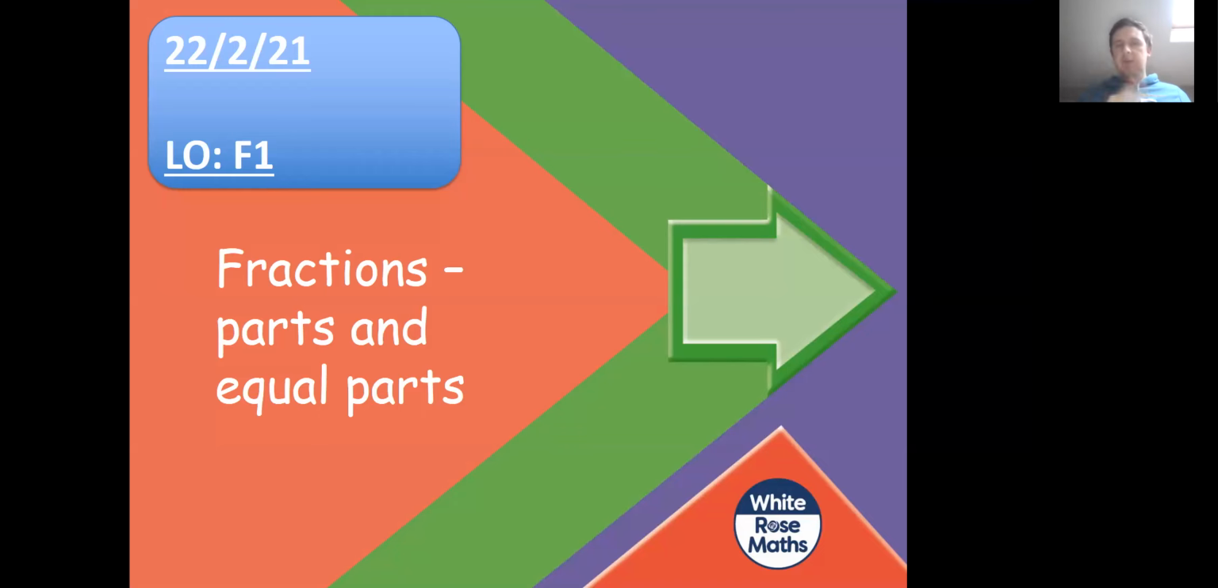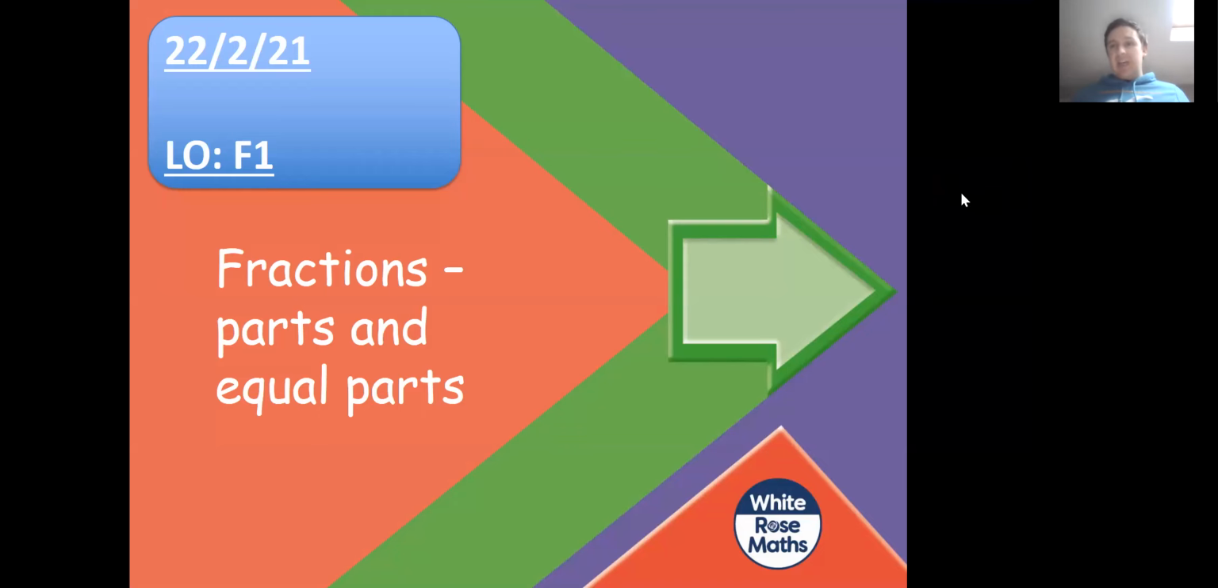This term we are kicking off with fractions. This entire half term is going to be focusing on the family which we call fractions, which includes fractions and decimals. It doesn't include percentages, but that's for another time. So it's fractions and decimals for this half term.